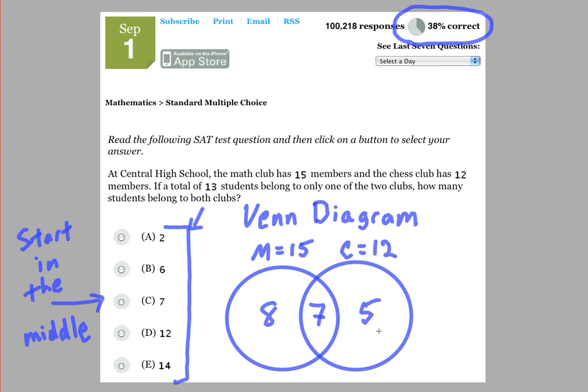So now my job is to see if this works in terms of the question itself. Well, if I read again, it says a total of 13 students belong to only one of the two clubs. So where are the students who belong to only one of the two clubs? Well, here and here. So what happens when we add 8 and 5? We get 13. So it turns out that C is the correct answer.